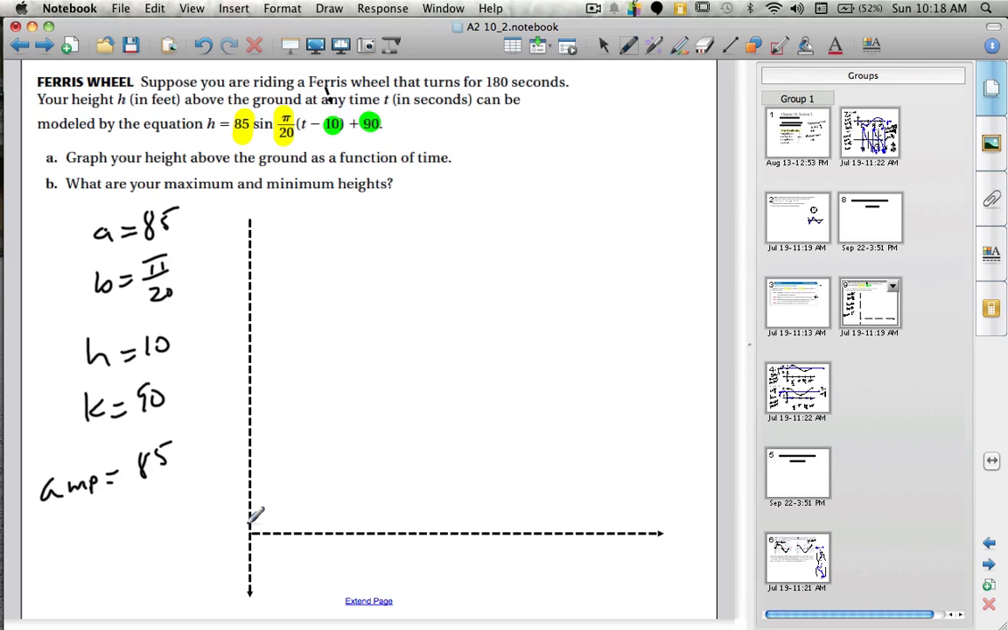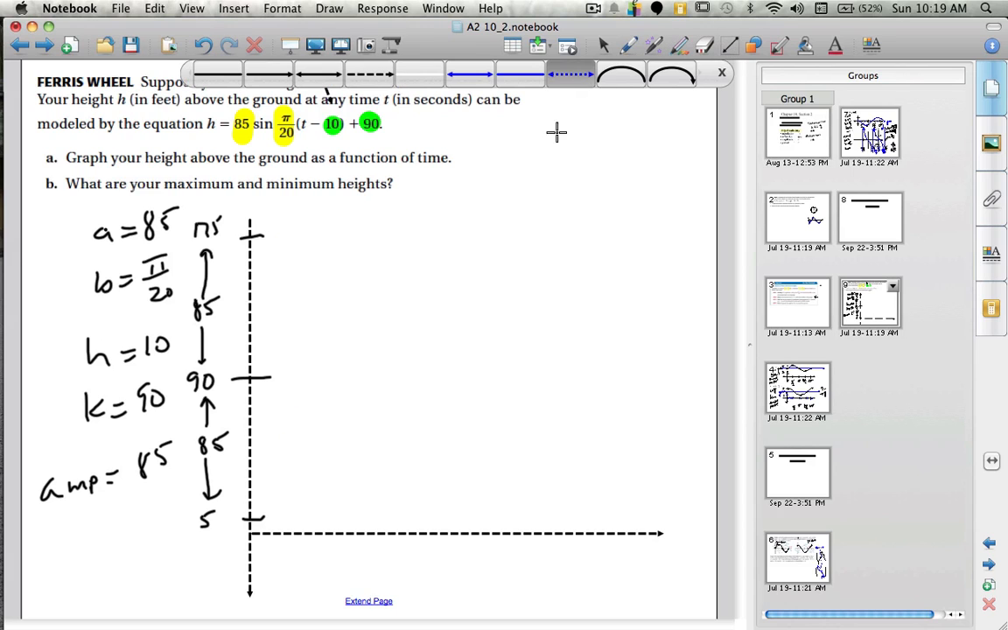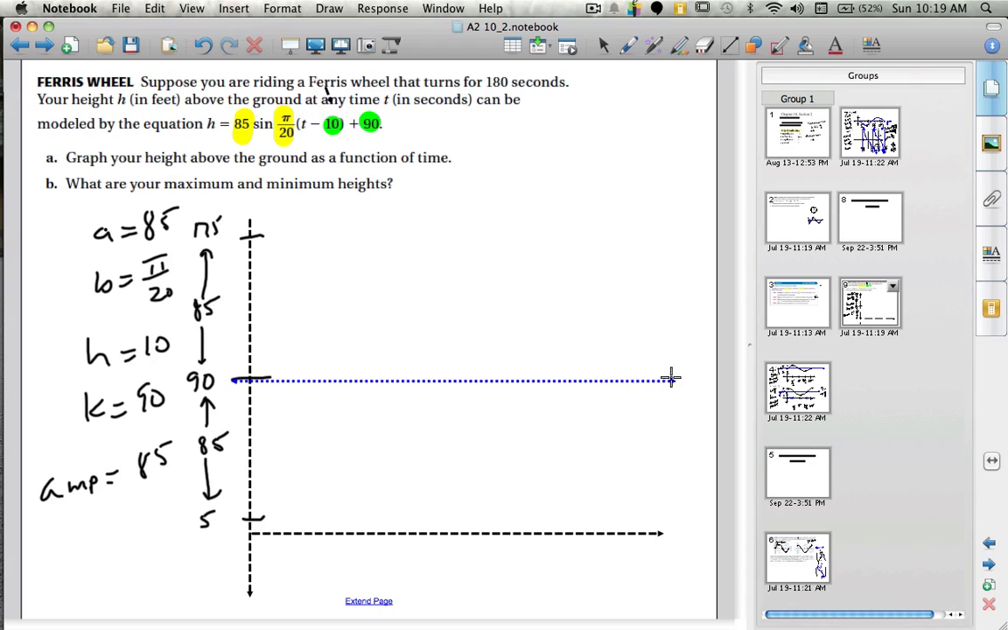I know that y is equal to 90, so I'm going to put 5 here just because I know I need it. I'm going to put 90 here. And why did I put 5? Because this distance here is my amplitude, it's 85. If I go 85 up, 90 and 85 is 175. So I've got my center line. I don't always start with the center line, but it was an easy one to start with here, and it made a lot of sense.